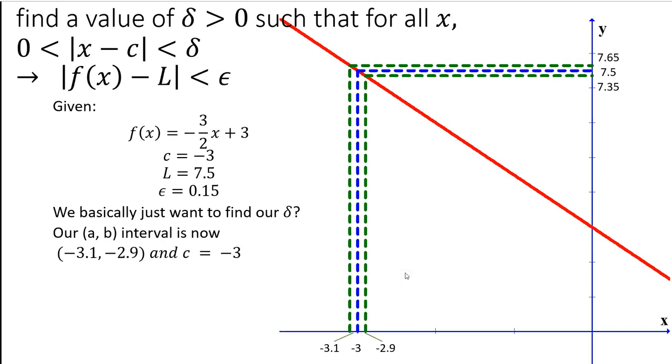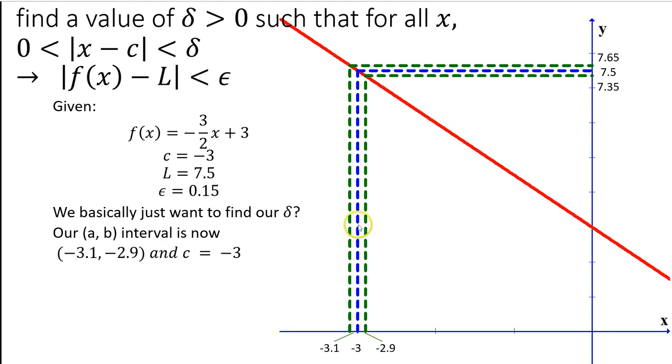Let's look at another example. We'll do the same thing. I'm giving you everything here. I'm giving you f of x is negative 3/2 x plus 3. I'm giving you c is negative 3, L is 7.5, and epsilon is 0.15.